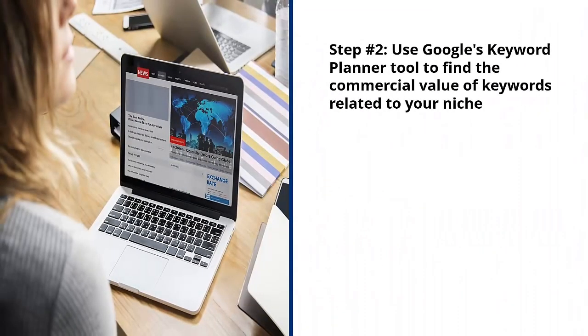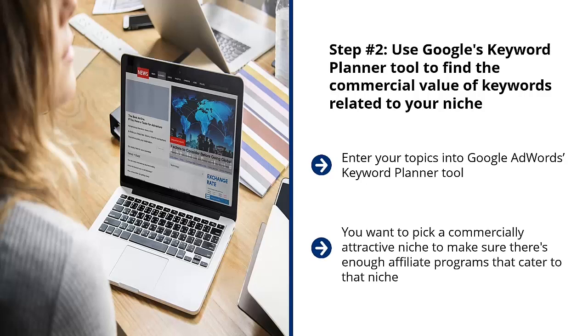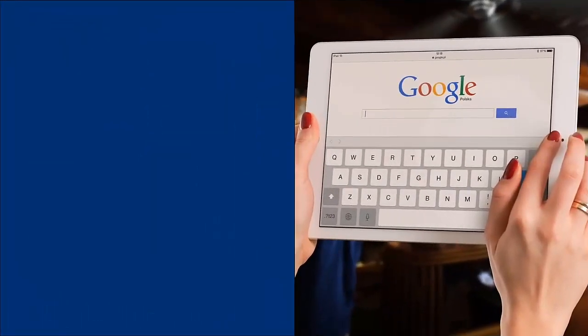Step number 2, use Google's Keyword Planner tool to find the commercial value of keywords related to your niche. Enter your topics into Google AdWords Keyword Planner tool. This tool will tell you the average cost per click of keywords related to those topics. Don't pick niches that are very, very expensive, nor should you pick niches that are very, very cheap. Pick something in the middle. You want to pick a commercially attractive niche to make sure there's enough affiliate programs that cater to that niche. But you're picking the middle of the road because you don't want extreme competition and saturation on one end and little to no demand on the other end.